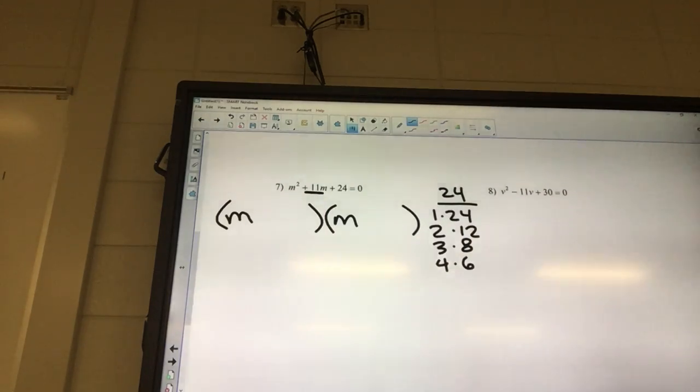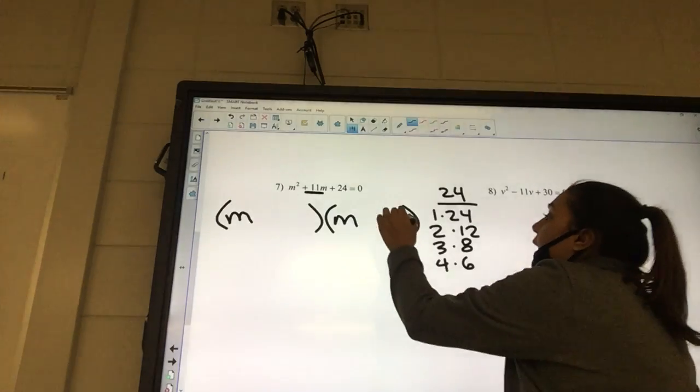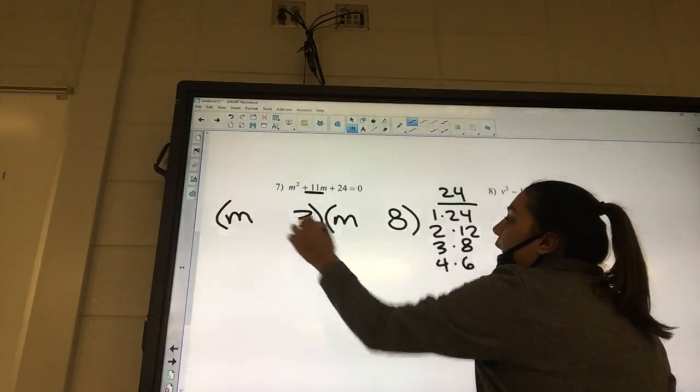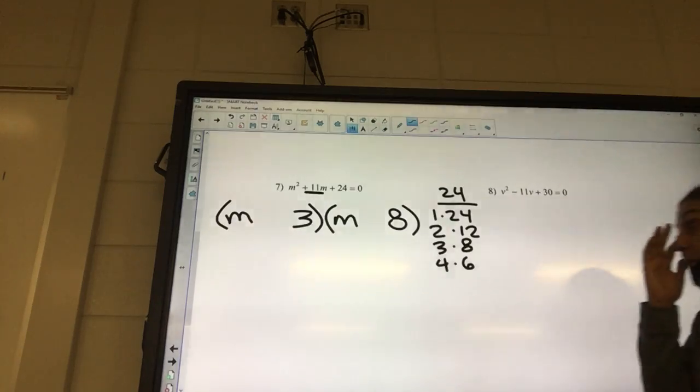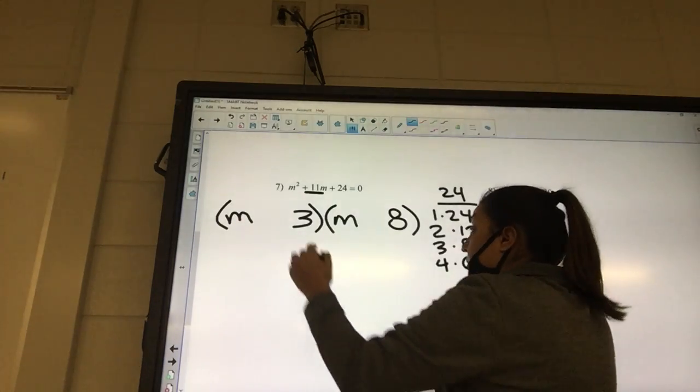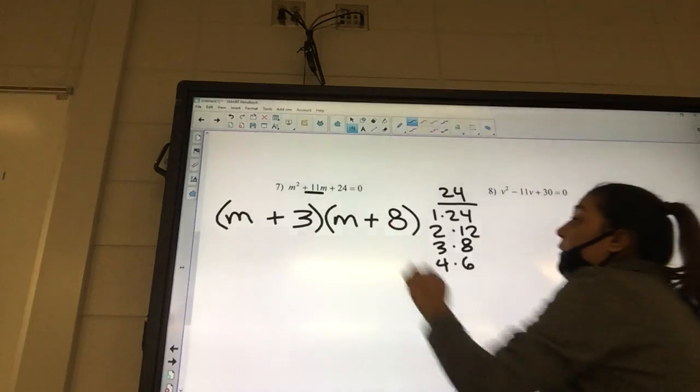Wait. Take a second, think. Which one are you going to use? 3 and 8. Okay, and I need a positive 11, so how can I make that happen? 8 plus negative 3? It's got to be plus plus.